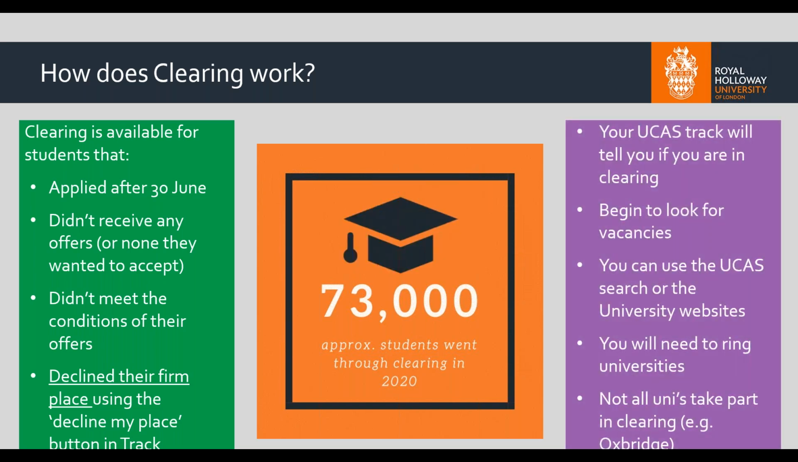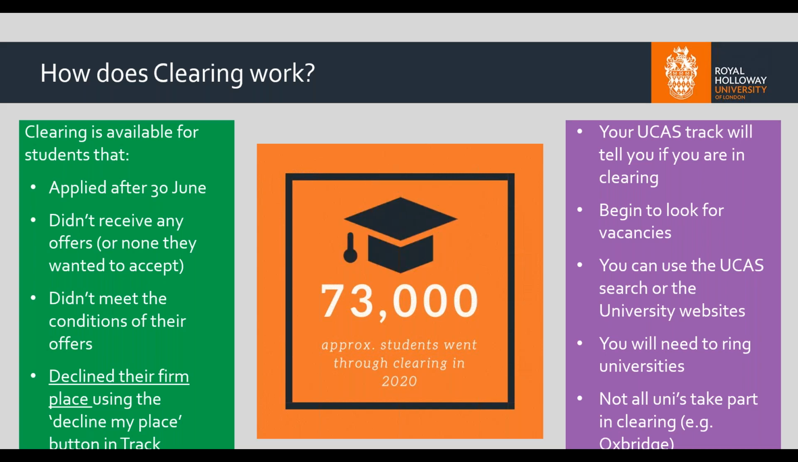And with clearing, UCAS Track will tell you if you've been entered into clearing. It will tell you, for example, if you haven't met your grades, if you applied after these dates, or didn't receive any offers. At this point, you want to start looking at vacancies, looking at university websites or giving universities a call. Some universities put their vacancies on their website, so they're quite transparent and tell you what grades they're after and what is available.